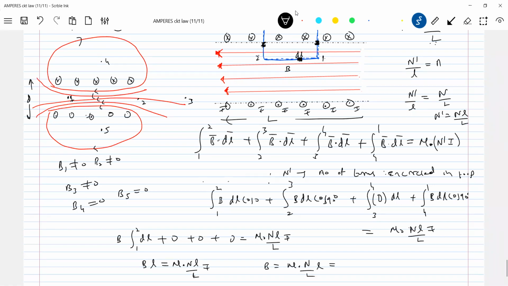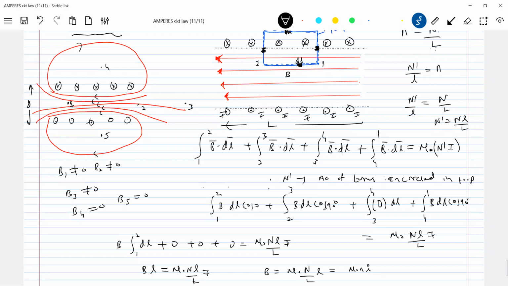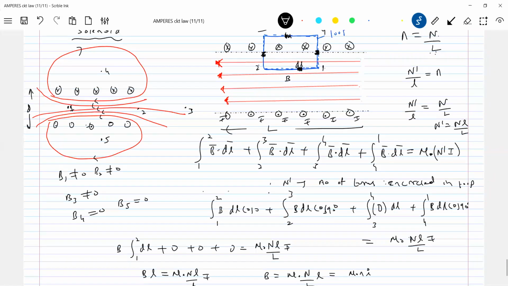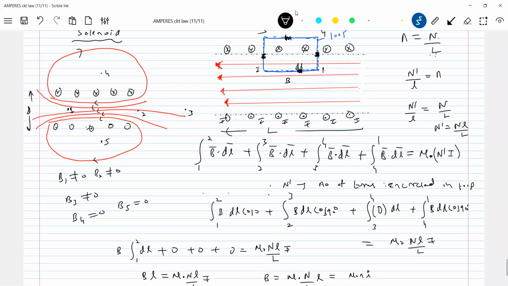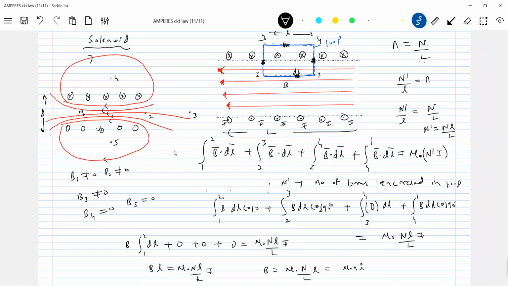And what is capital N by L? Mu naught n i. So there's the field due to the solenoid. I think we have derived it, no? What are the assumptions we are making? It's a long solenoid, where the field is uniform, there we can find it out. Where the field is non-uniform, we cannot find it out.